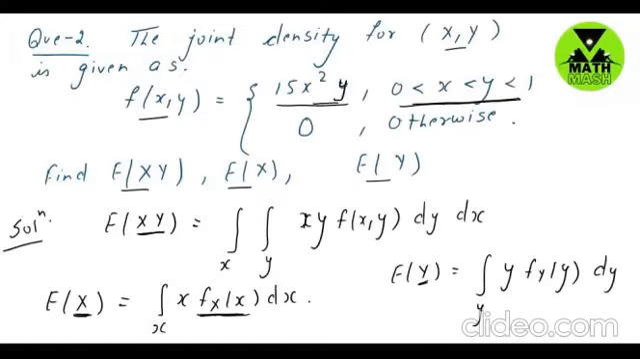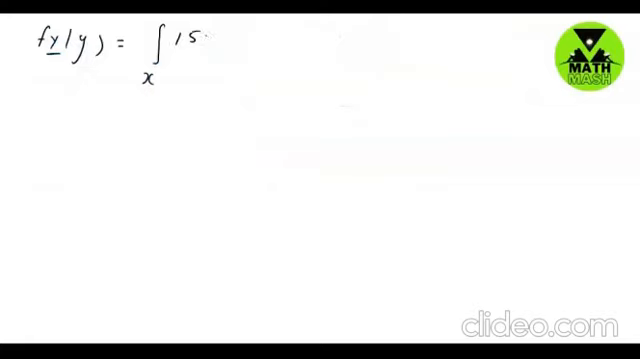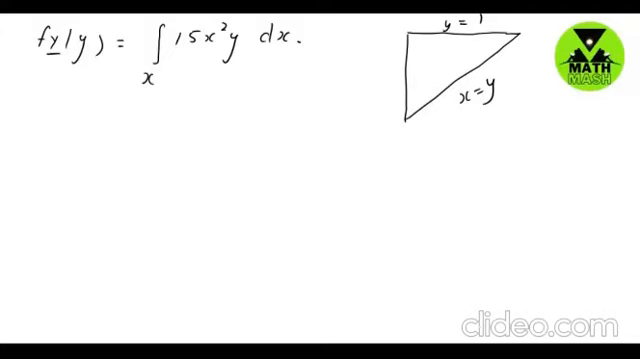Now for the expected value of y, we first have to calculate the marginal density of y, that is f_Y at y. Because we are finding the marginal density of y, we integrate over x values. The function is 15x squared y, so write 15x squared y and integrate with respect to x. Again I'm sketching the region where the function is defined. This is the line x equal to y, this is y equal to 1, and this is x equal to 0. Since we are integrating with respect to x here, we have to move from left to right.